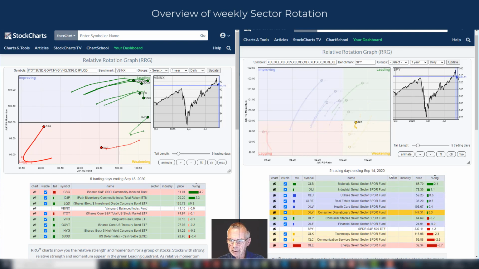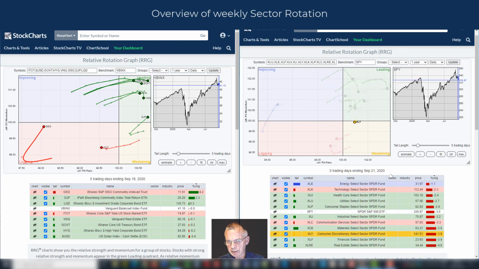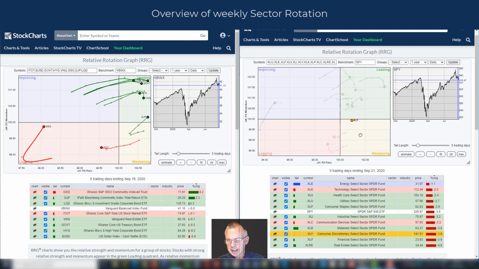Turning up and into the leading quadrant, and now back with a very, very short tail. And as you know, short tails mean stable relative trends without a lot of momentum. And this one especially, because it is exactly at the 100 level on the momentum scale at the right. So it's a positive relative trend without any momentum.